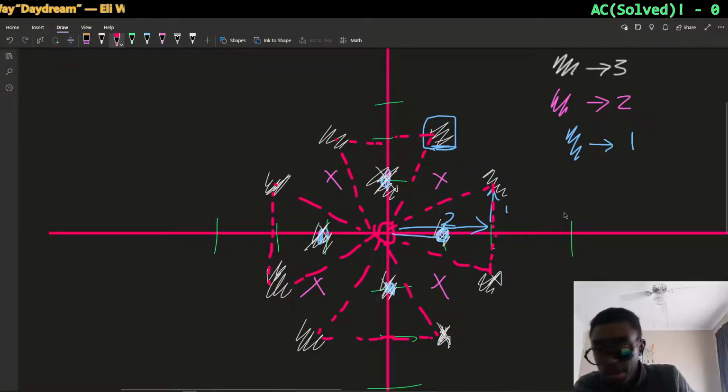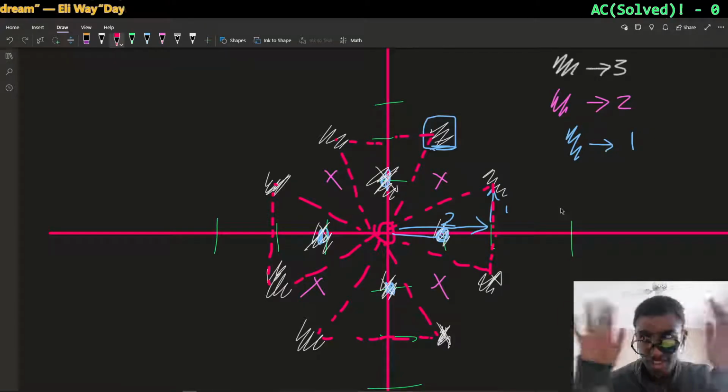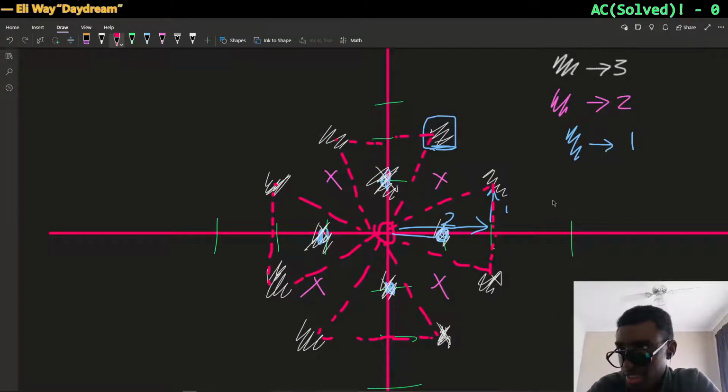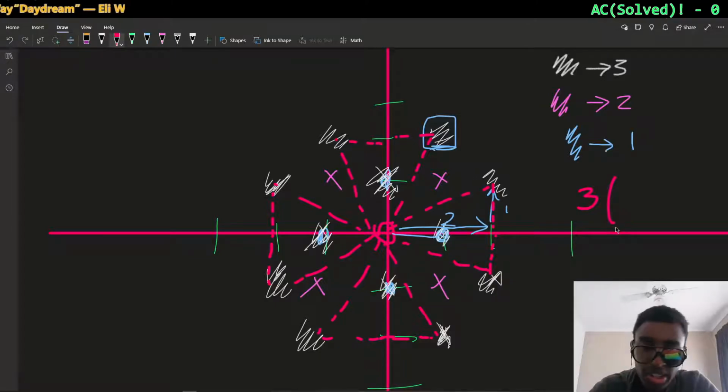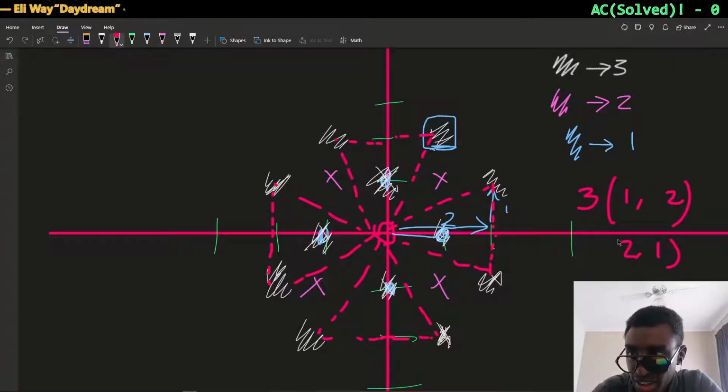Nevertheless, here's what we need to remember. For 3 steps, we know that the only valid moves can be the number of ways that we can sum 1 and 2 to get 3. So either we can have a change of 1 in the x and 2 in the y, or 2 in the x and then 1 in the y.